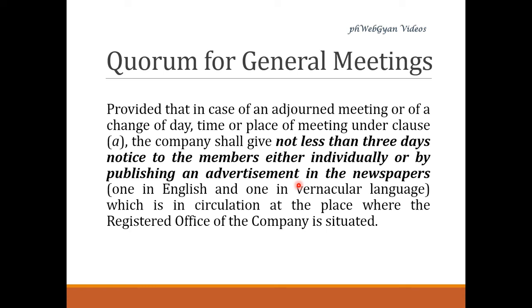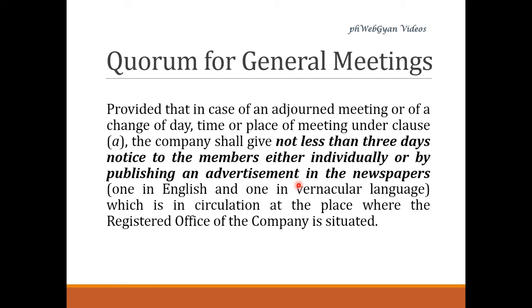Now, if the meeting is adjourned to the same day in the next week, or if any other day or date is specified, then in both cases the company has to give at least 3 days notice to the members, and this notice can be given either individually or it can also be published in the newspaper.